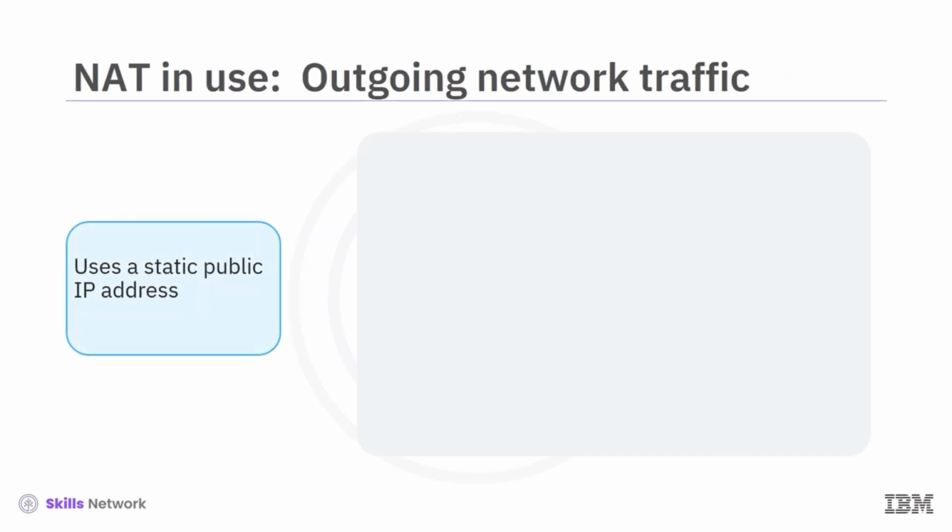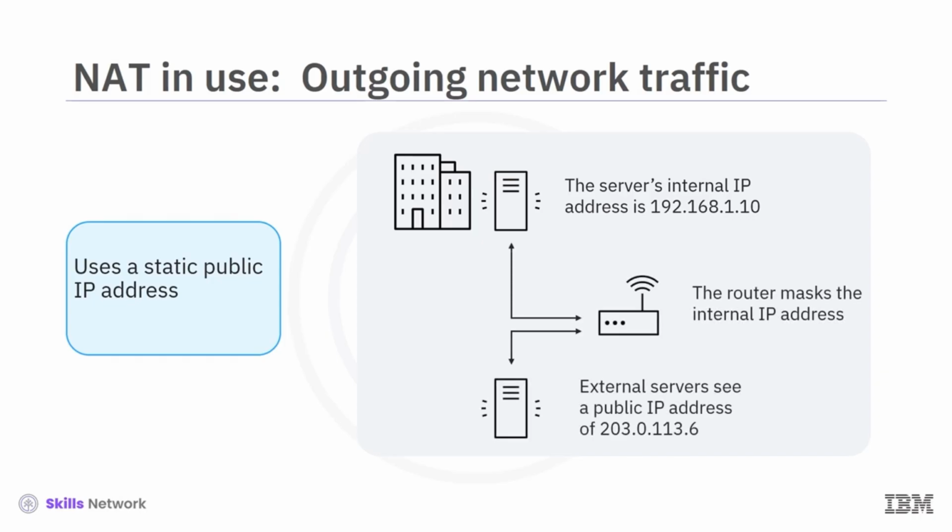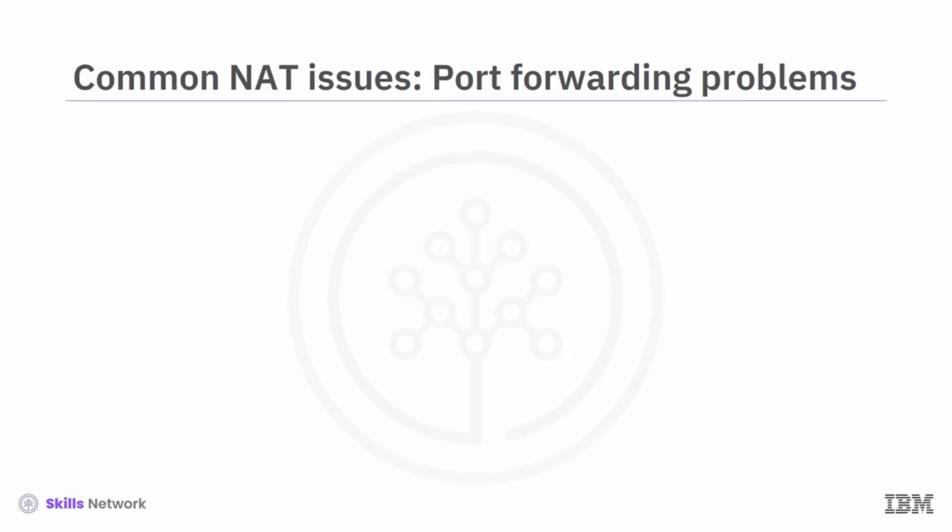You'll also find NAT in use with outgoing private network traffic. For example, a small business with an internal web server has a private IP address that must be accessible from the Internet. The server's external-facing NAT, 203.0.113.6, maps to the internal IP address 192.168.1.10. External users who access the web server use the public IP address 203.0.113.6.